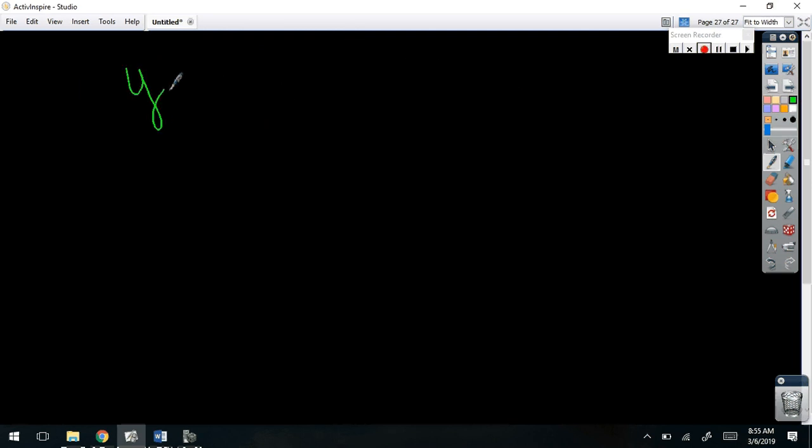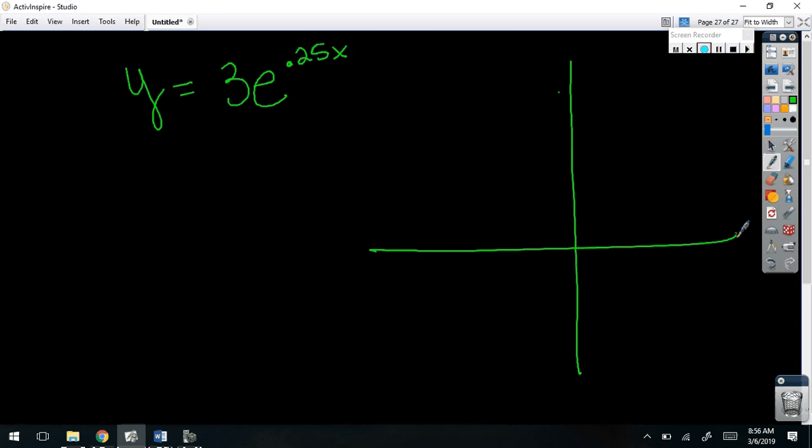Let's say I have y equals 3e to the 0.25x. The only thing about these is the numbers are going to be nasty to work with, but other than that, yeah. So my question is, is it growth or decay? It's growth. It's a positive exponent. The exponent is 0.25x. So the b value in this case would be e to the 0.25.